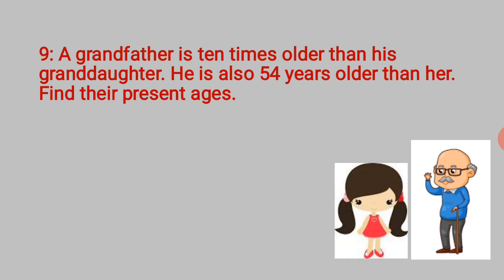Now let's move to the next question, that is the ninth question. Here we are talking about ages once again. A grandfather is 10 times older than his granddaughter. So you can see the granddaughter and grandfather over there. Now the relation between their ages is given. The grandfather is 10 times, whatever the age of the granddaughter is, the grandfather is 10 times her age.